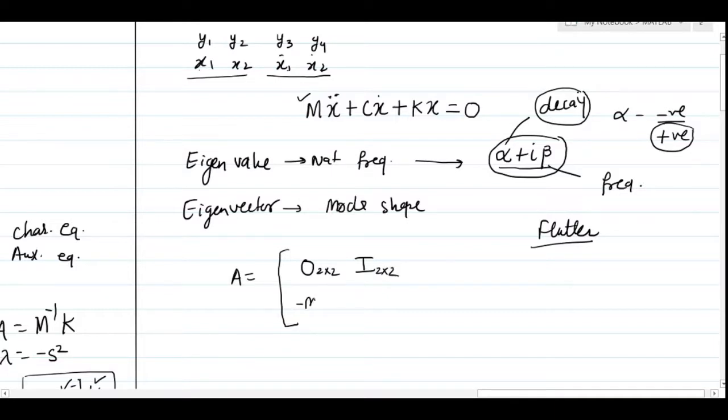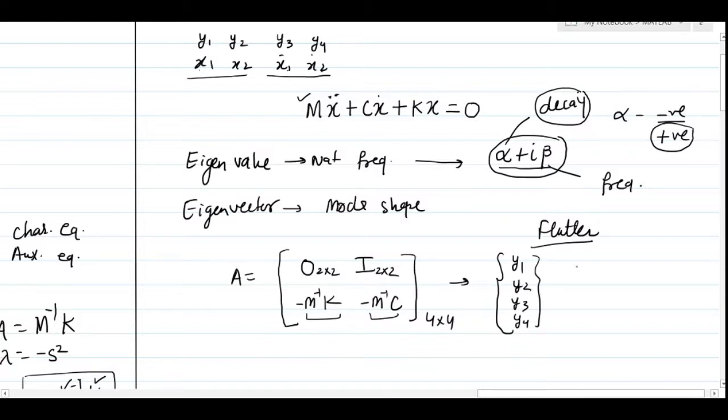This is minus m inverse k and this is minus m inverse c. This is a 2 by 2 matrix, this is also 2 by 2. So overall it is a 4 by 4 matrix, and it corresponds to this vector which has y1, y2, y3 and y4 values. And this indicates the displacement of the first mass, displacement of the second mass, velocity of the first mass and the velocity of the second mass.